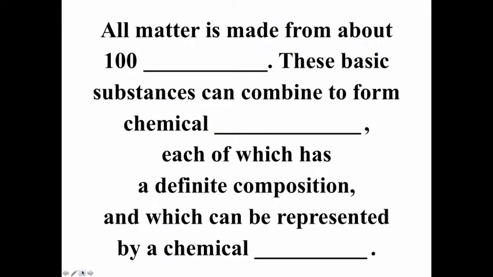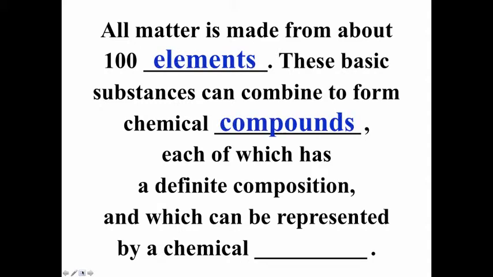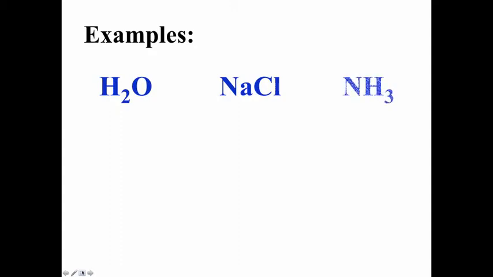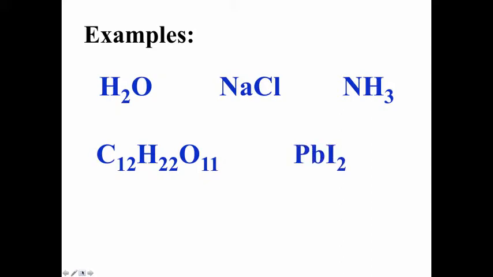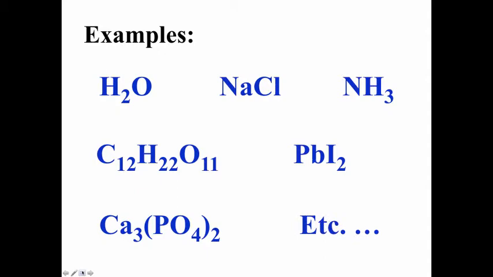As you've seen, all matter is made up of about 100 different elements, and these basic substances can combine to form chemical compounds, and each chemical compound has a definite composition that can be represented by a chemical formula. Some examples of these are H2O, water, NaCl, sodium chloride, NH3, ammonia, C12H22O11 or sucrose, PbI2, lead(II) iodide, calcium phosphate, Ca3(PO4)2, and plenty more where those came from.